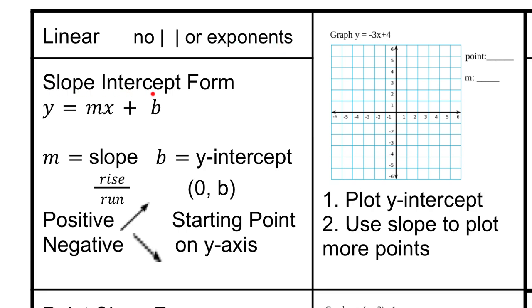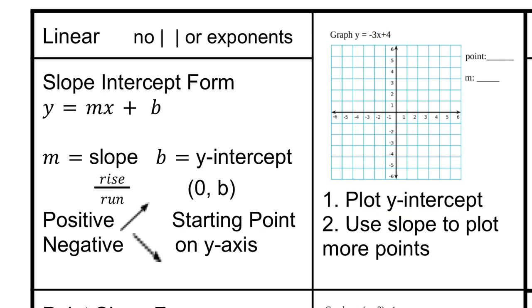The first thing we're going to look at is slope intercept form, where it's y equals mx plus b, where m is the slope, rise over run, and b is the y-intercept, where it crosses the y-axis. So looking at our first example, y equals negative 3x plus 4. Negative 3 is our slope, and 4 is our y-intercept.